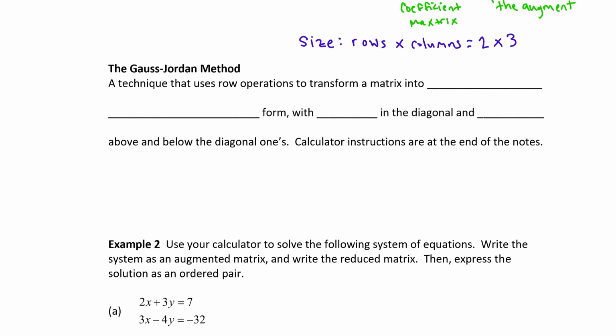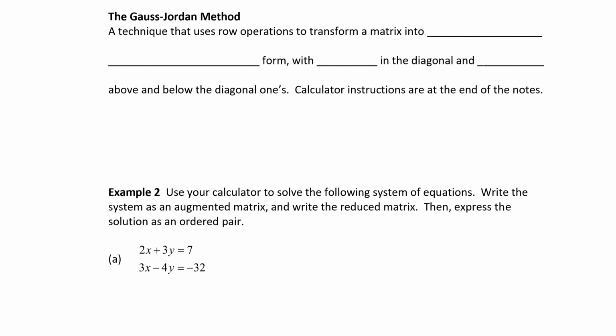Now, to solve our system, we're going to use something called the Gauss-Jordan method. This is a calculator technique that we're going to use. It uses row operations to transform a matrix into reduced row echelon form with ones in the diagonal, that's the word ones in the diagonal, and zeros above and below the diagonal ones.